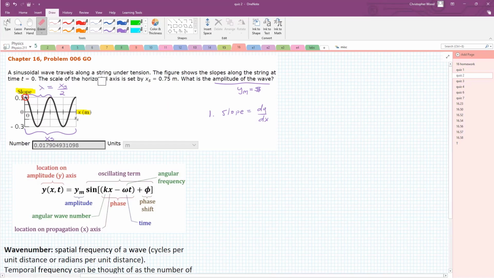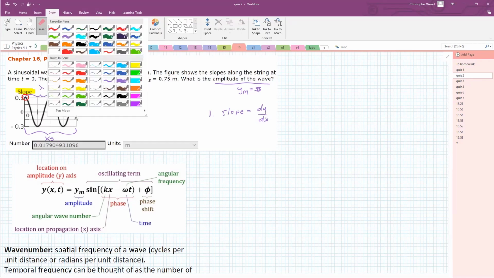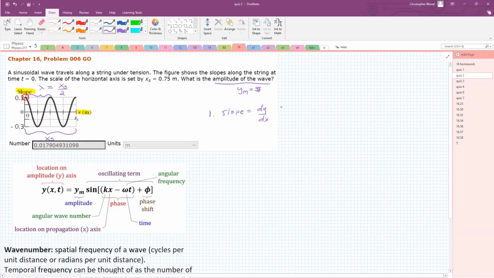It's saying a sinusoidal wave travels along a string under tension. The figure shows the slopes along the string at time equals 0. So just based on what the graph is, it's something versus X, and it's the slope along the string at time equals 0. That's why I'm saying dy dx. But I did have to think on that. Is it dy dx or dy dt? Dy dt is transverse velocity, and that's not what we need here. So I need to take the first derivative with respect to X of the given wave function.